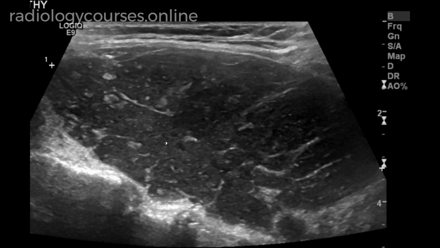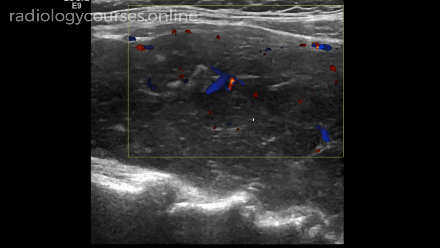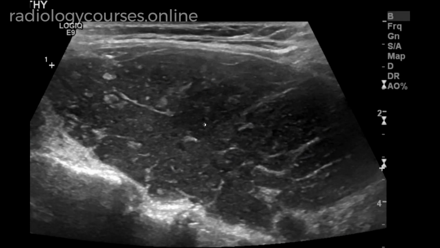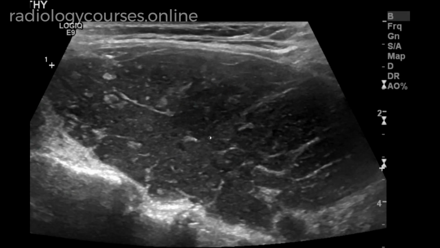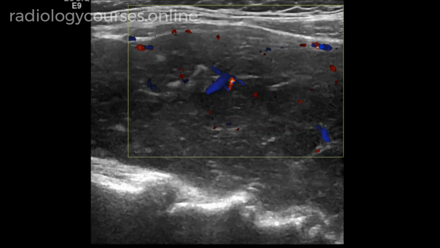Urgent ultrasound guided FNA was performed, which was inconclusive. That is why subsequently we did an ultrasound guided biopsy of the thyroid, which we usually do not perform, but in this particular patient, ultrasound guided biopsy was performed and the biopsy came back as lymphoma.